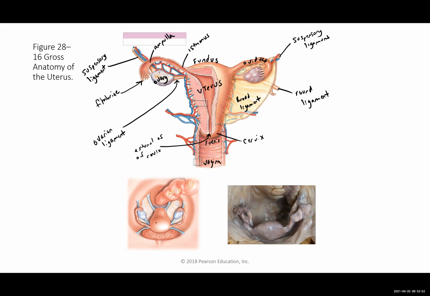In this picture down here, we can see the ligaments anchoring the uterus. So we have round ligaments, and we have uterosacral ligaments. Here's the ovary. And so here we can see the ovarian ligament, and then, of course, the suspensory ligament.